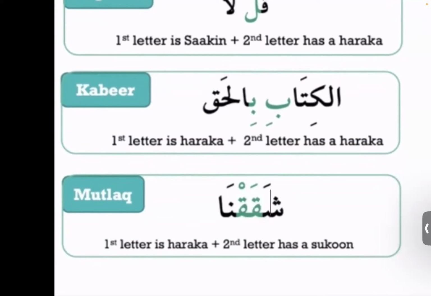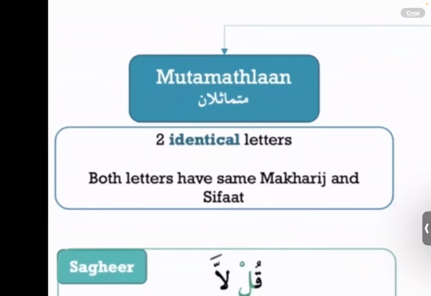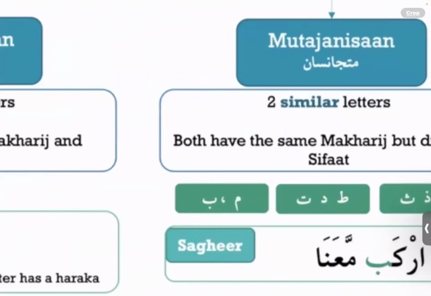Shaqaqna. We don't say shaqqana. It doesn't work because the fatha is on the first letter, the first qaf. So the first qaf is only pronounced independently. The second one is also pronounced independently. There's no merging. So that is the idgham, the merging of mutamathilan, the two identical letters.